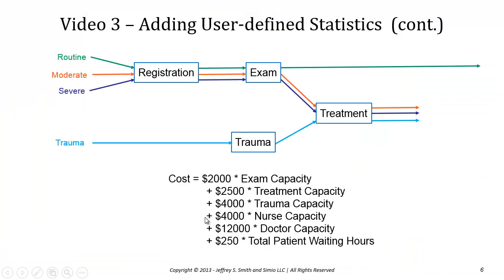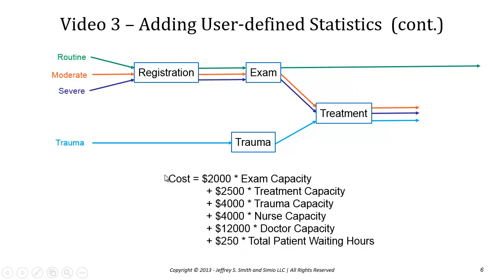We're going to define something called cost, or total cost, and we're simply going to add a cost for each unit of capacity for our resources, and then we're going to penalize by also adding costs for the total patient waiting hours. Now, these numbers are fairly arbitrary. We just made these numbers up. I have no idea whether these are reasonable in the healthcare industry.